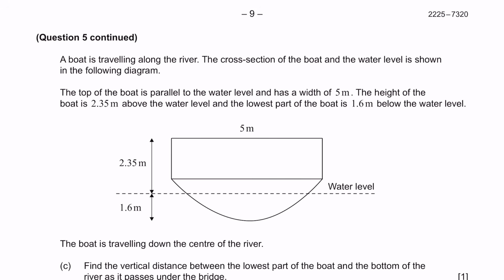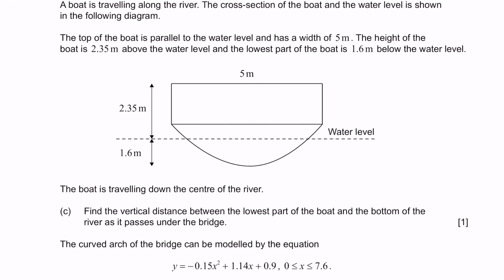A boat is traveling along the river. The cross-section of the boat and the water level is shown in the following diagram. The top of the boat is parallel to the water level and has a width of 5 meters. The height of the boat is 2.35 meters above the water level, and the lowest point of the boat is 1.6 meters below the water level. Here's our boat. There's the water level. The boat is traveling down the center of the river.